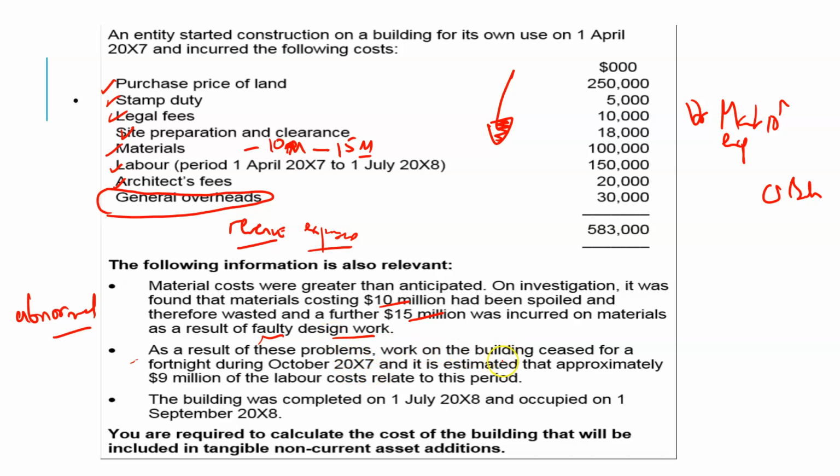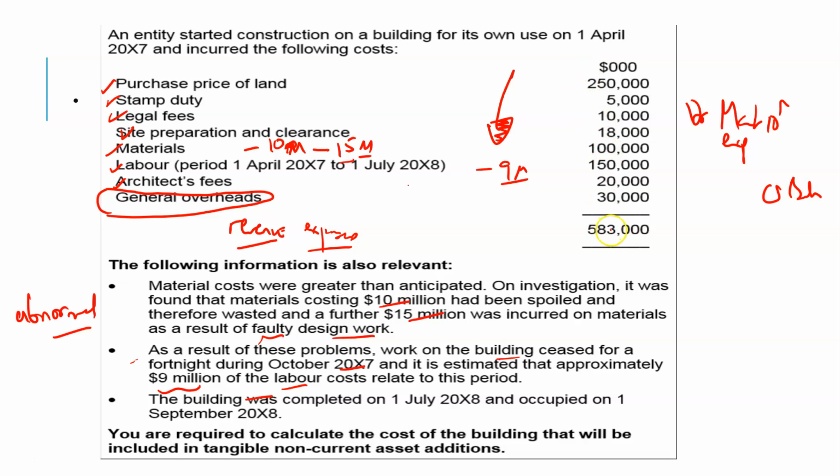And then finally, it says the work on the building ceased for a fortnight, and it's estimated that you still had to pay 9 million in labor costs. I accept that, but that can't be capitalized. You put it through as an expense, so you can still reduce your profits by it, but you cannot capitalize this 9 million, call it furlough if you like, or just not recognizing that cost. So your labor costs cannot include the 9 million over that time. And so this is really a structure that we're building for our own use.